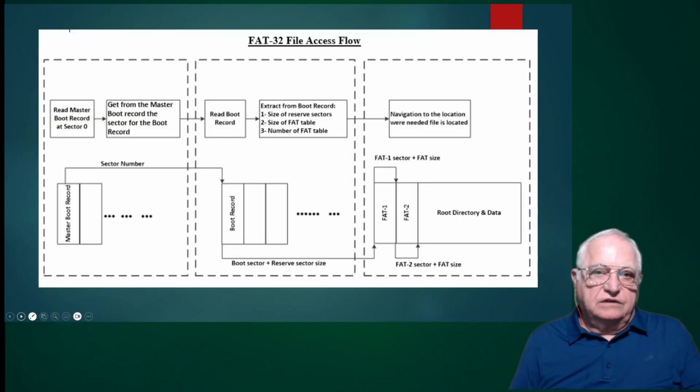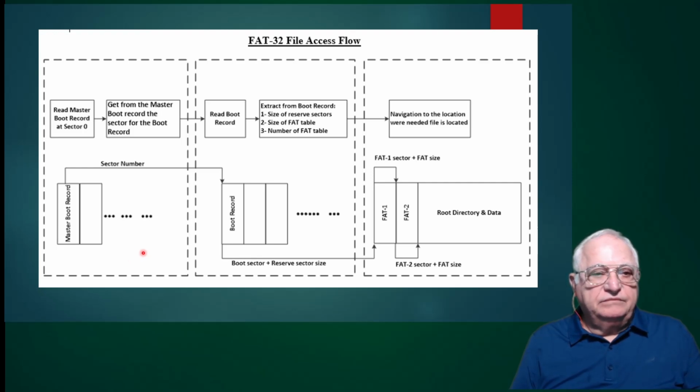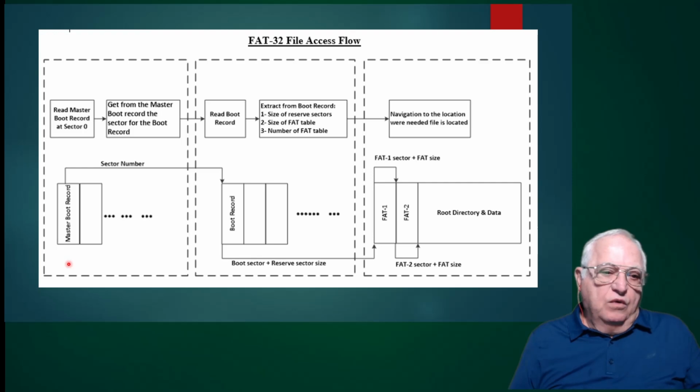So let's get started. I was trying to represent the FAT32 file system. If you look at the file system, what you have is a master boot record, and with the information on the master boot record, you can access what's called the boot record. And with the boot record, you have enough information to get to the root directory and data.